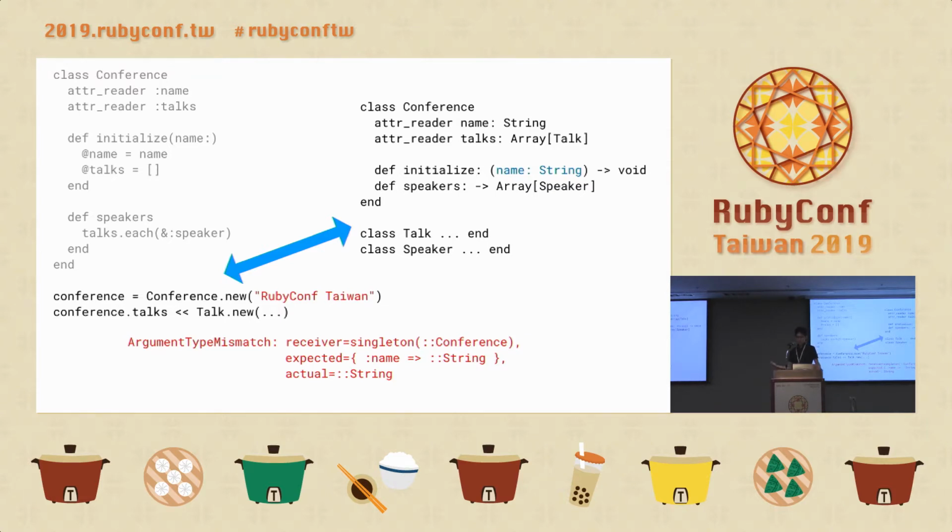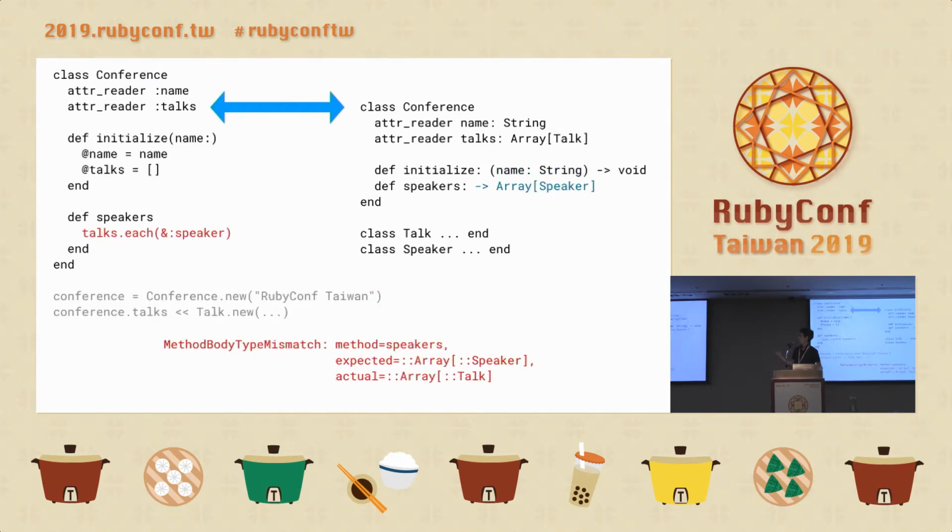So Steep can check if the class is used in a consistent manner with the signatures. In this case, the Ruby program has a problem in that it passes a string instead of the keyword string. So Steep will detect the type mismatch error that says it expects a name keyword, but a string object is passed.